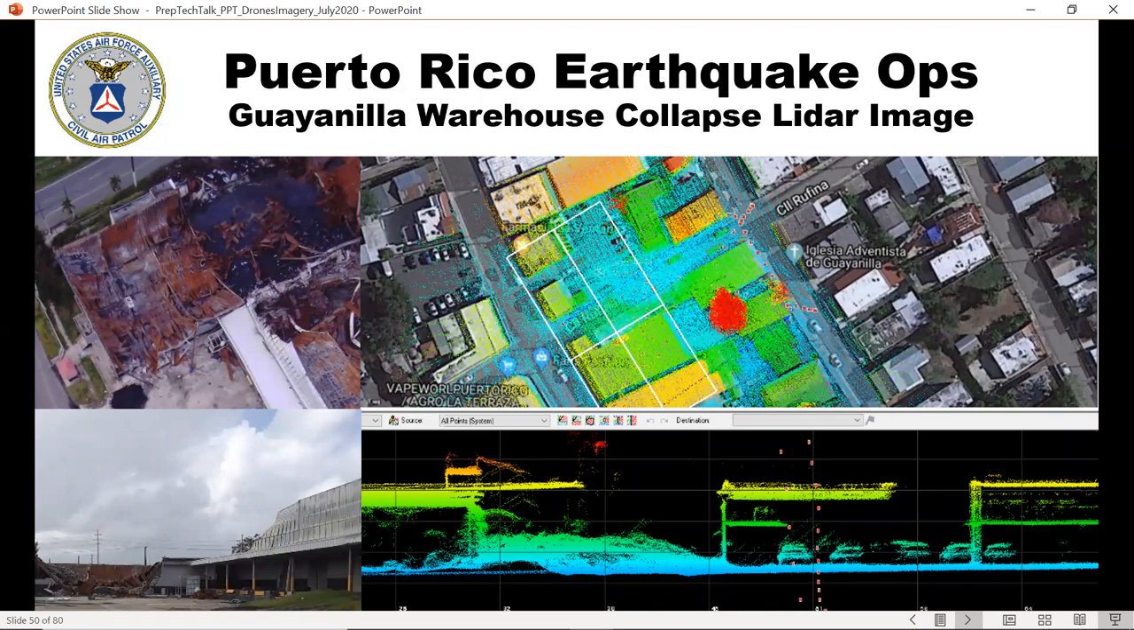And this enabled FEMA to determine how many dump trucks, how much equipment it's going to take to clear that debris pile that was blocking the road. It's much more cost effective to do that than to have a FEMA inspector standing there physically logging the dump trucks as they come in and out, how much debris they have in them, which is the past practice that they've been using. Next slide, please.